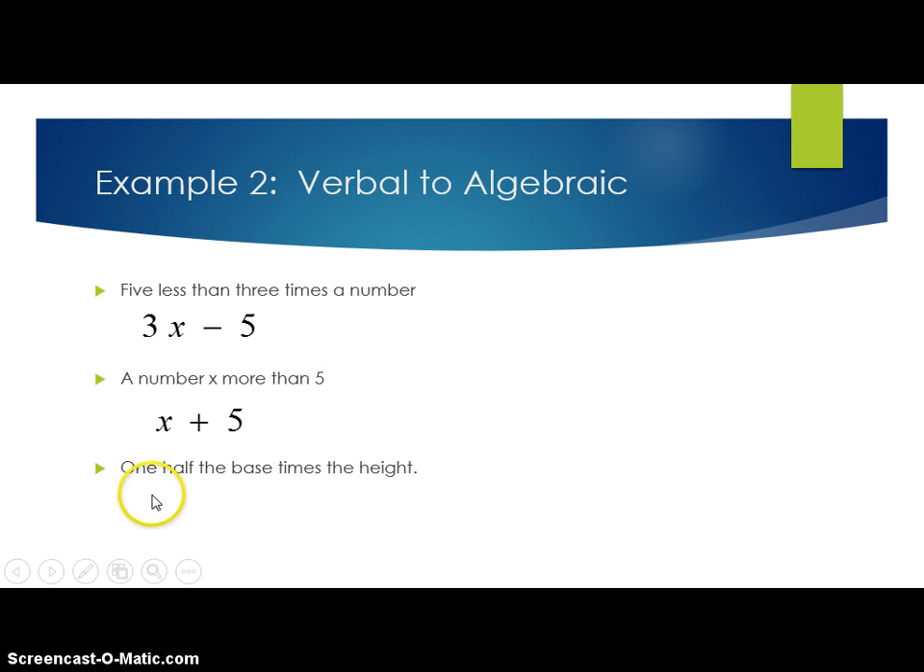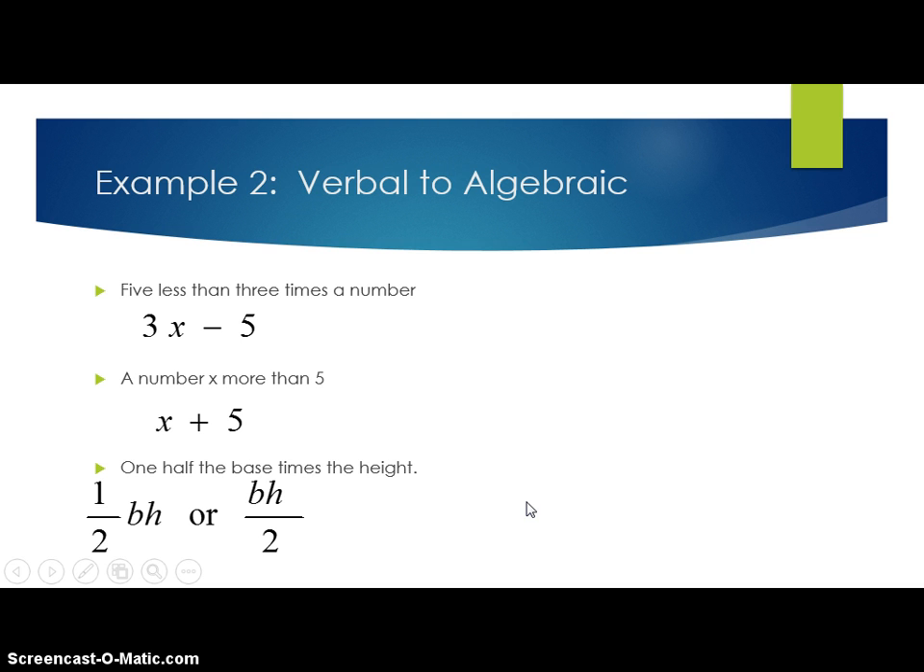And then 1/2 the base times the height. There are 2 ways to write this. We could write it as 1/2 b h, 1/2 times base times height. Or if you understand that 1/2, base, and height are all numerators, I can multiply these 3 together. 1 times b times h is just bh, so it would be bh divided by 2. Multiplying a number by half is the same as dividing by 2. So a couple ways that might look.